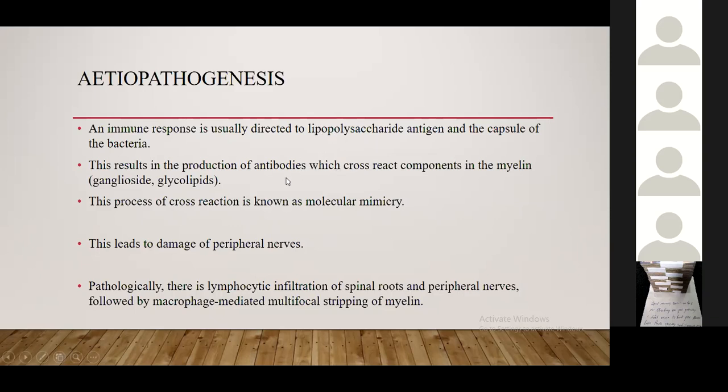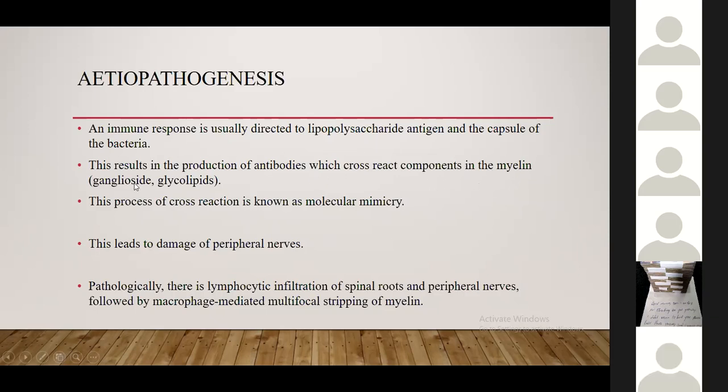So your antibodies will cross-react with components of your myelin sheath. The myelin sheath contains gangliosides, glycolipids, which look like the lipoprotein. So they look alike, they mimic. The organism will basically try to mimic what you have. And so once you make antibodies against the organism, the antibody would fail to recognize you and will start attacking you, and then it will destroy the cell. So it looks like some form of autoimmune condition, and the principle is called molecular mimicry. So this will lead to peripheral nerve damage.